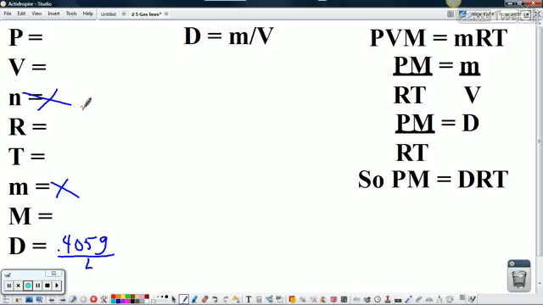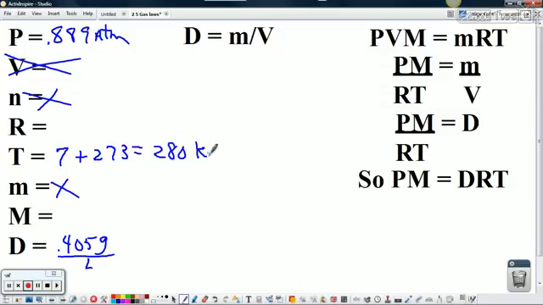All right, so we have a pressure of 0.889 atm. Is there a V in that formula? No, so I don't need a V. There's a temperature of 7 plus 273 equals 280 K. And there is an R, and the R should be the atm one, 0.0821 liter atm per mole K.